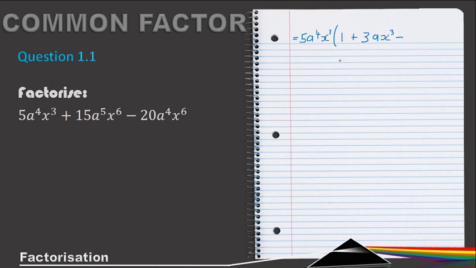And then minus, now 20 divided by 5 is 4, and then a to the power of 4, we took out a to the power of 4, so all of that goes out. And then x to the power of 6, we took out x to the power of 3, so we're left with x to the power of 3.